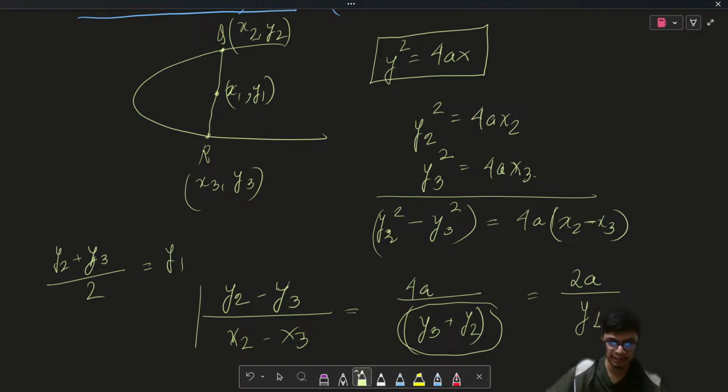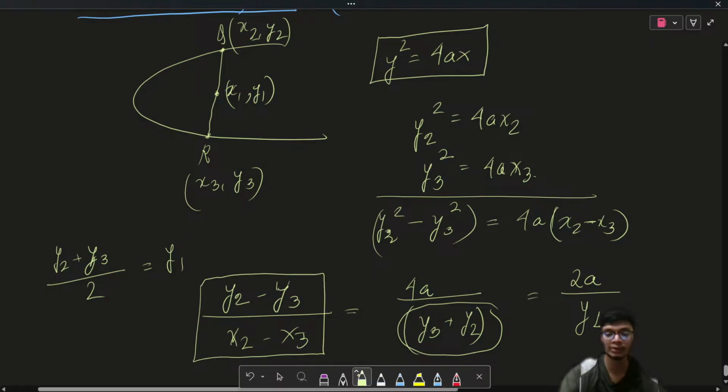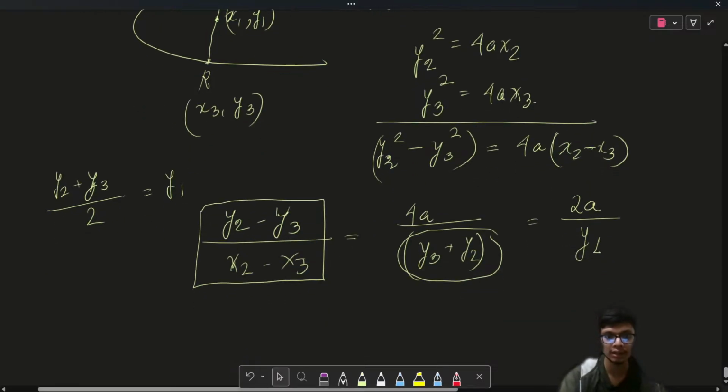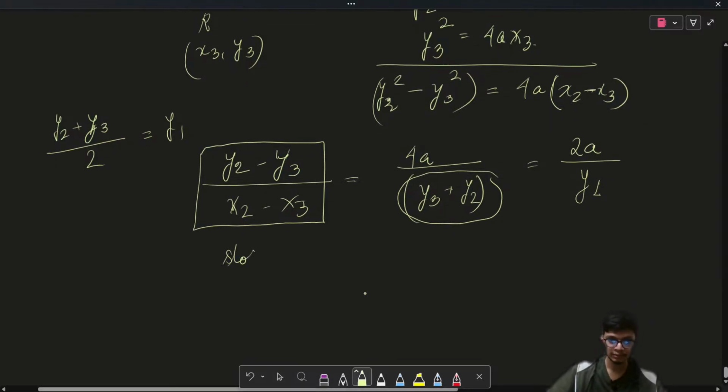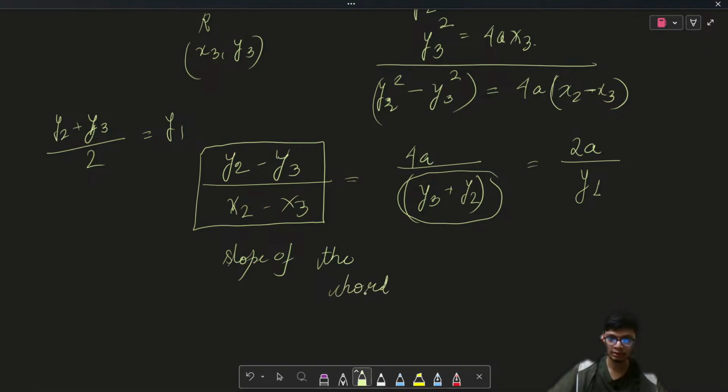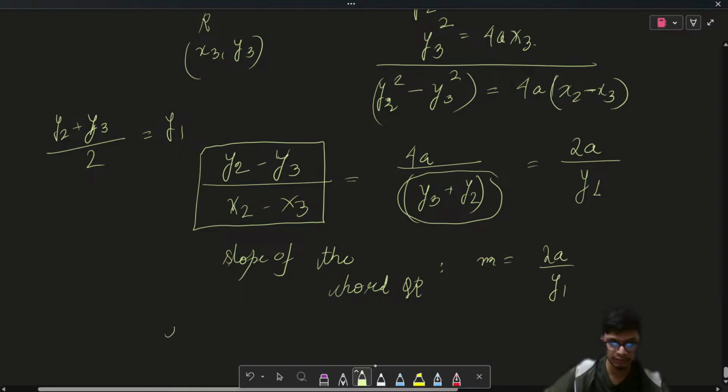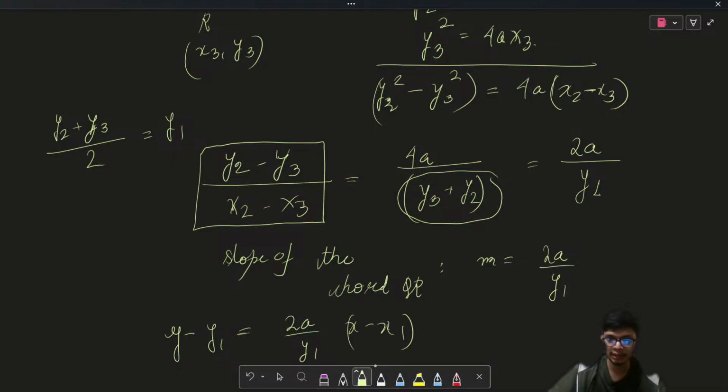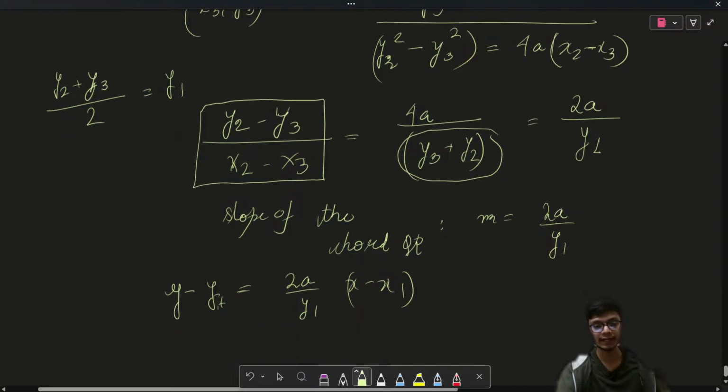Now, if you recall, this expression is nothing but the slope of the chord RQ, which comes out as 2a upon y1. So if I write down the equation of this chord, that is y minus y1 is equal to 2a by y1 times x minus x1. Why am I always writing in terms of x1, y1? Because x1, y1 would be given to us, and I want the equation in terms of them.